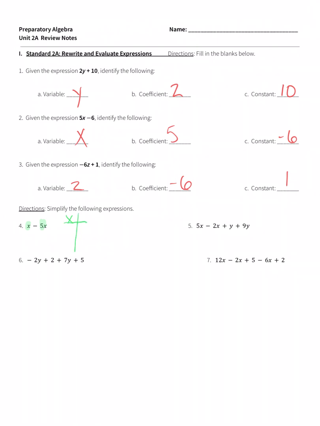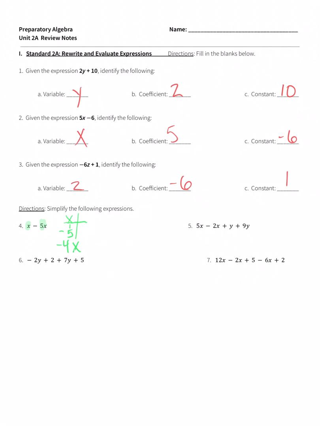So here in this expression, we only have x's. How many x's do we have? Well, we have 1, because we have a plain x, that's considered 1. So we have 1 minus 5. 1 minus 5 is equal to negative 4. So our answer is negative 4x. When we combine x minus 5x, or you can look at this as x and negative 5x, you get negative 4x.